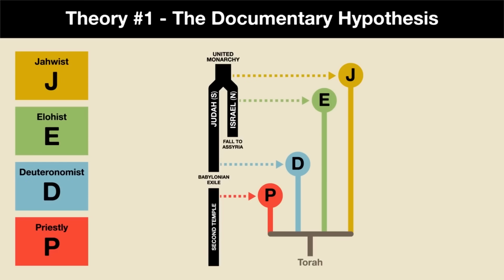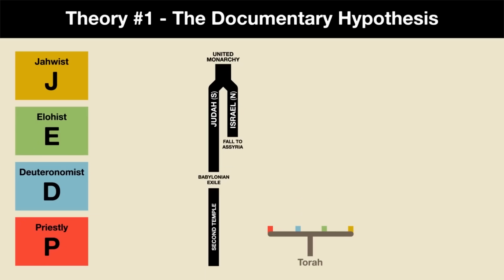Now, like I said, there are many different variations of this theory. For example, nowadays, J and E are often combined into a single source. P is sometimes placed before the exile, and D is usually divided into two or more stages. But the basic theory remains the same. Multiple sources combined together to create the Torah, sometime during the Second Temple period.